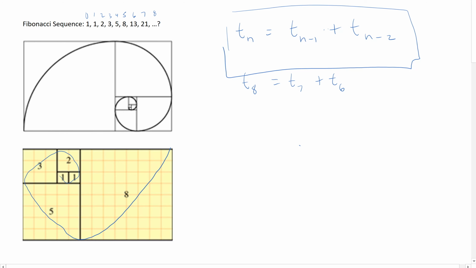We basically need to have two starting terms so that we can get the next one. So we need t0, which is 1, and t1, which is also 1. We call this the base case. And once we have the base case, we are able to generate the next values.